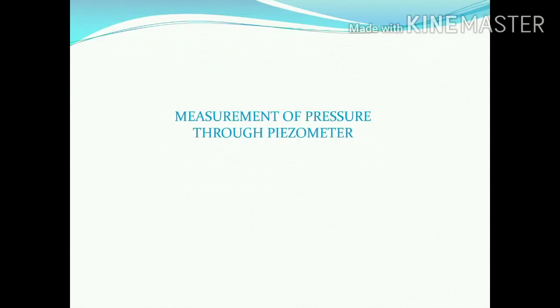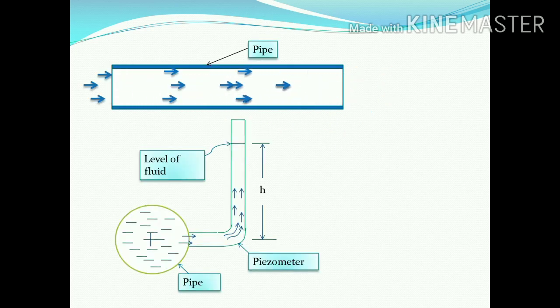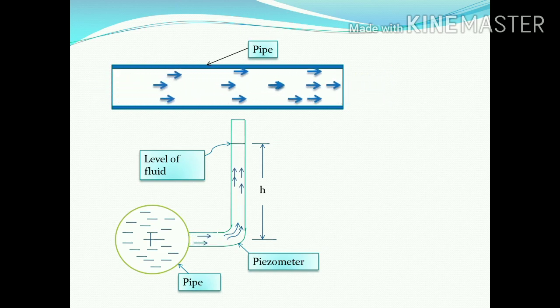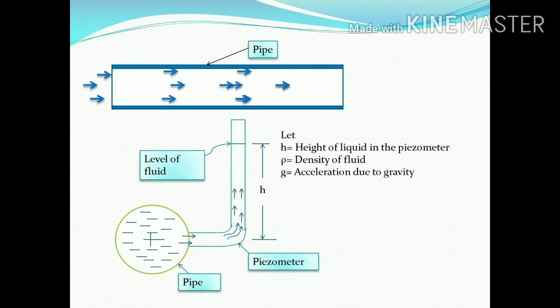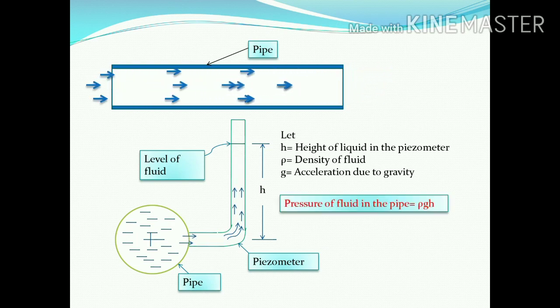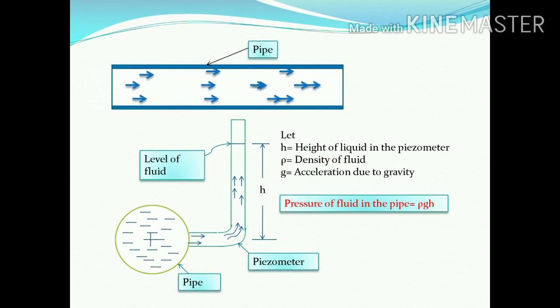So let's understand how the pressure is measured using a piezometer. In the figure, there is a pipe and some fluid is flowing. When the piezometer is connected to the pipe, the fluid starts rising in the piezometer up to a certain height. Let H is equal to height of liquid in the piezometer, rho is equal to density of fluid, g is equal to acceleration due to gravity. So pressure of fluid in the pipe is equal to rho g H. That is a very fundamental formula.